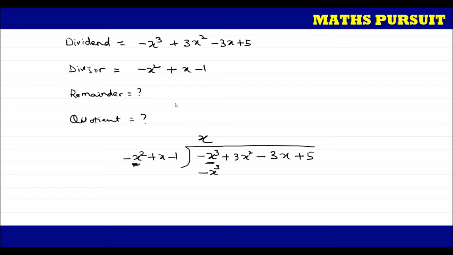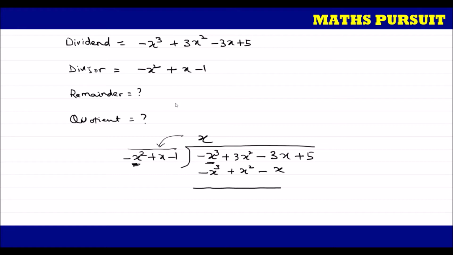Then we are going to multiply this x with the whole divisor. x into plus x gives plus x to the power 2. Then x into minus 1 is minus x. This is what we got.